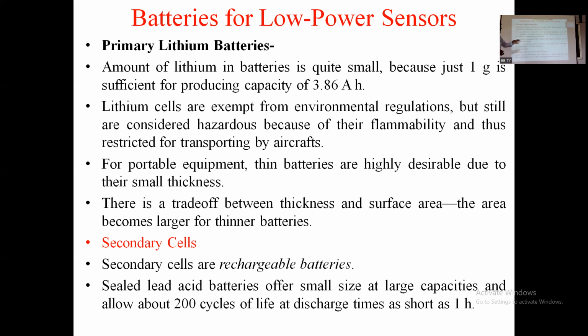So this is related to the primary cell. This is a disposable type of battery, and there are two types: the primary lithium battery and the alkaline manganese type of battery. The primary cell, or disposable cell, is required for powering sensors.